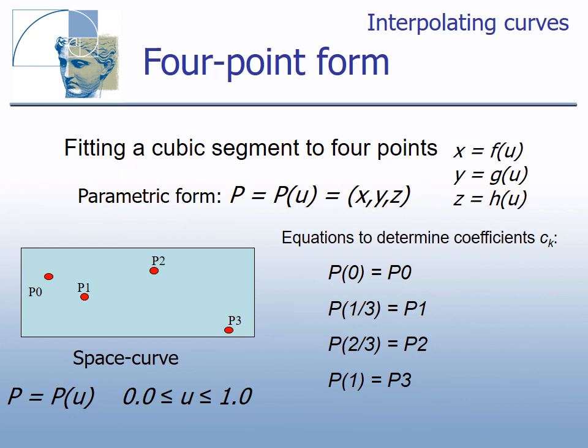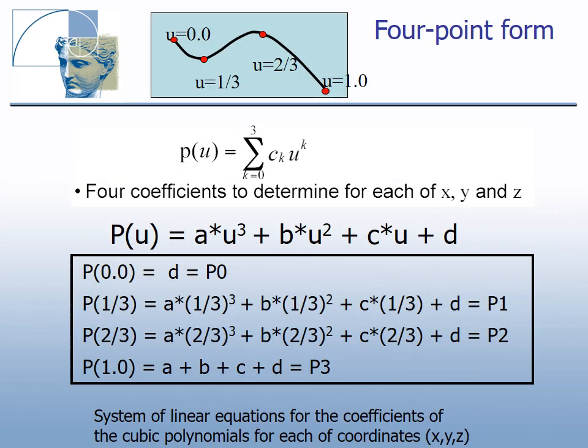Therefore, we are looking for the description of the curve in the form of a cubic parametric polynomial shown in the slide. 4 equations for each coordinate x, y, and z are used to determine the coefficients c sub k. For the shown cubic form of the parametric curve segment, given 4 points or nodes allow for constructing 4 linear equations for each of coordinates x, y, z.